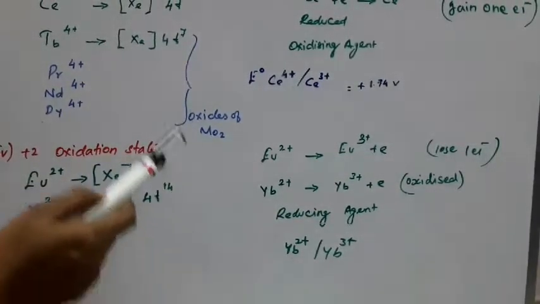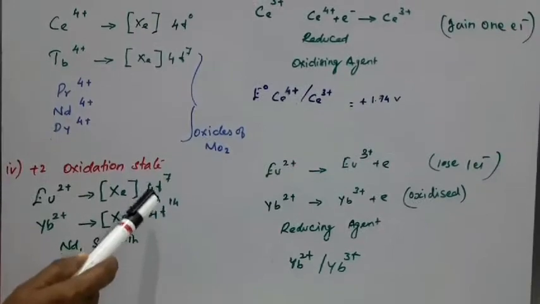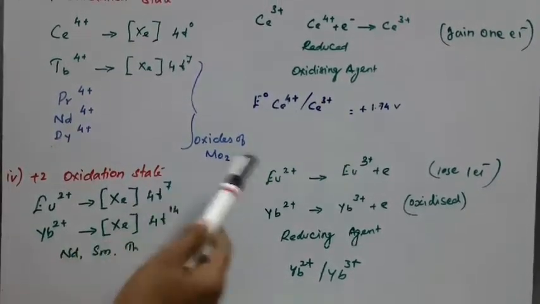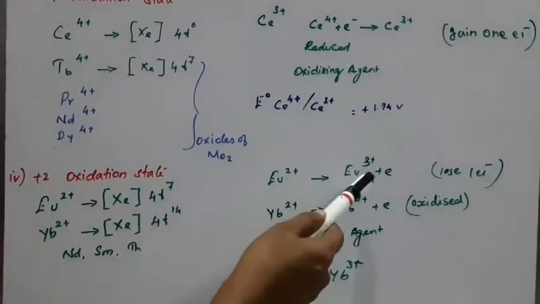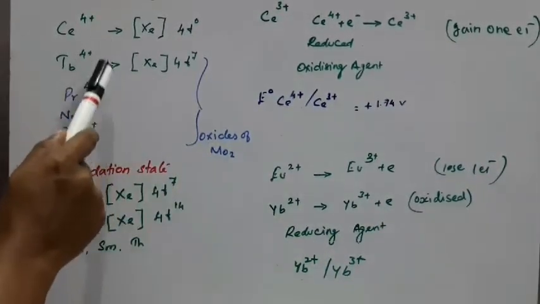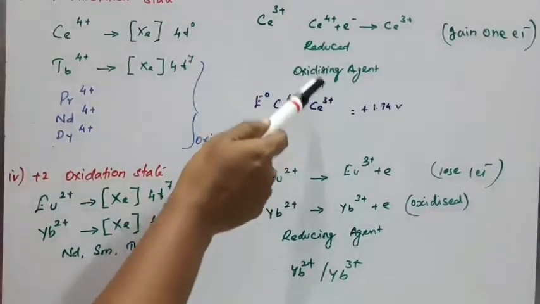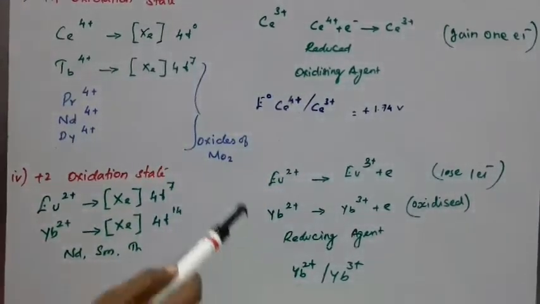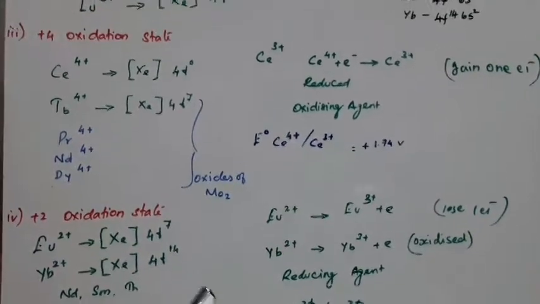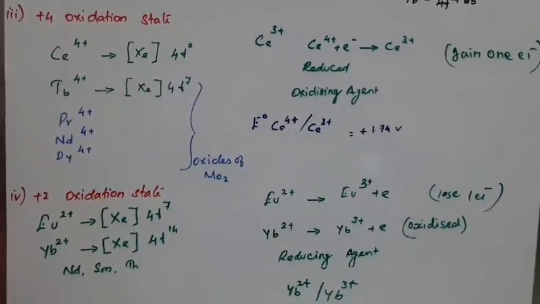Okay, so this 2+ state attains a half-fill and full-fill, and in the reverse reaction, 2+ to 3+, it acts as a good reducing agent. At the same time, cerium and terbium, 4+ to 3+, act as good oxidizing agents. Okay, so that's all, children. This is for the oxidation states of inner transition elements.